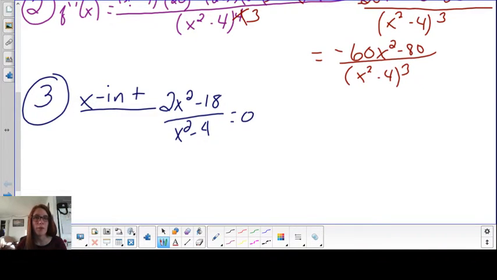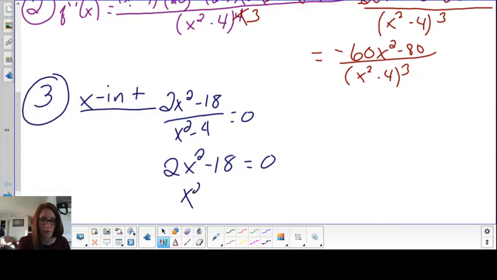To solve this, we know we're going to get rid of the bottom because fractions mean division, and to undo division, we multiply, but then we're going to have something times 0, which is just 0. So essentially I just take that top and set it equal to 0. I add over the 18, divide by 2, and I get x squared is equal to 9. So I get x is equal to plus or minus 3.